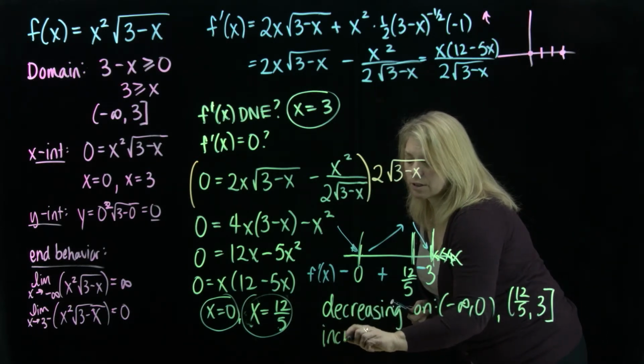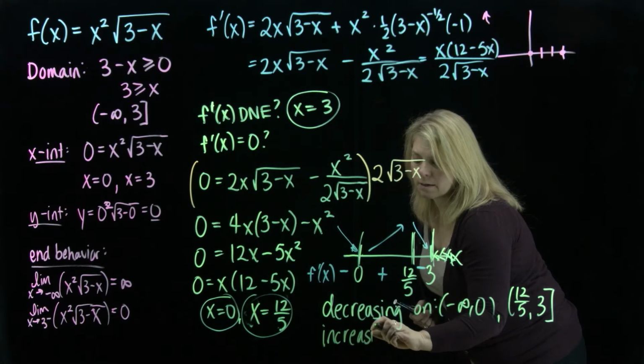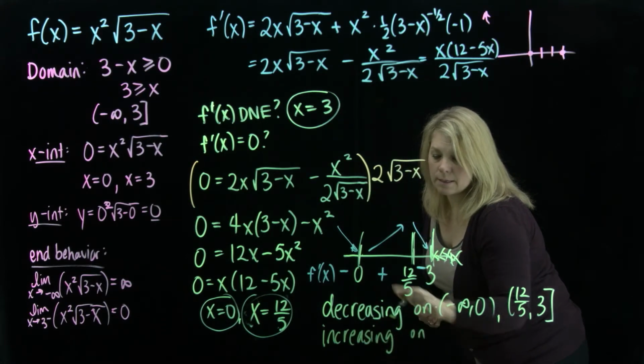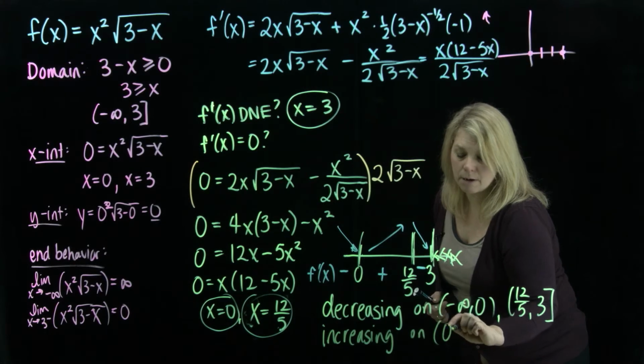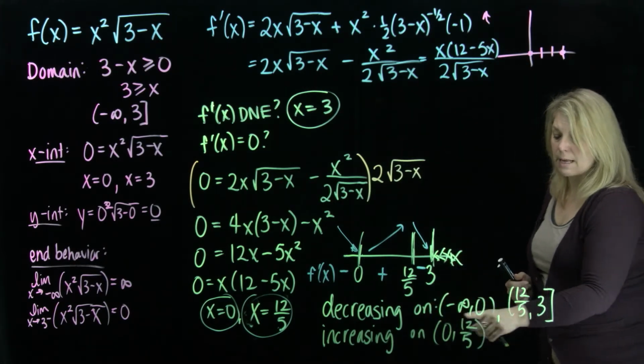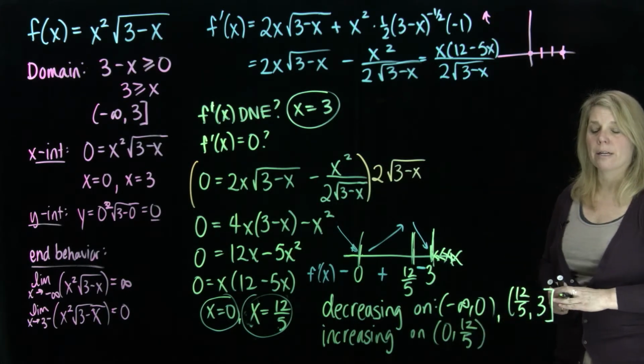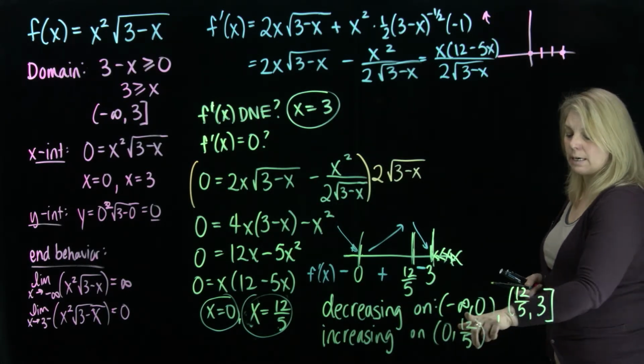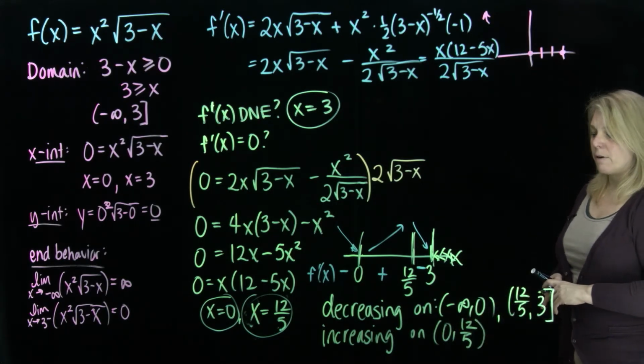And then our function is increasing on this interval between 0 and 12/5. Notice that at 12/5 and at 0, it's switching from increasing to decreasing, or vice versa, so I didn't include those in either of those intervals.